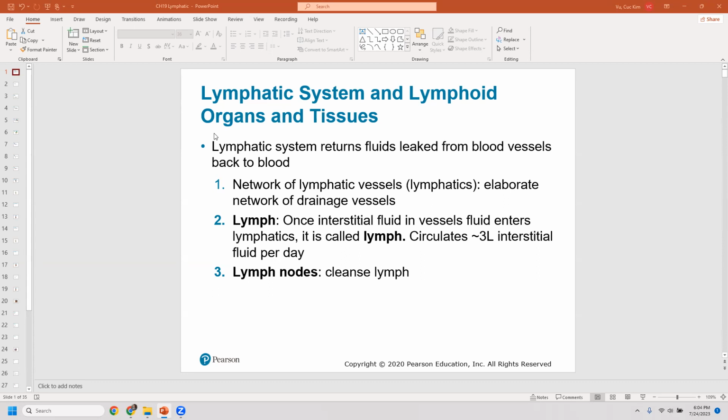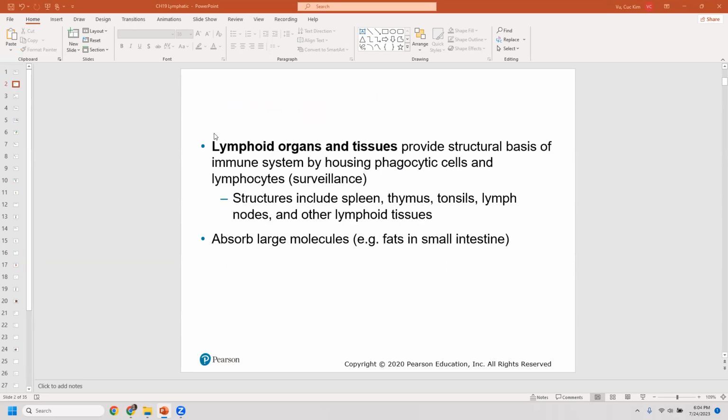It's going to absorb large molecules. Think of it as when we get into the digestive system, we're going to learn about how in your small intestine, there are blood vessels as well as lacteals. So the blood vessels are responsible for absorbing the majority of the nutrients except for fats, for lipids. And that's because your lacteals will be responsible for absorbing the fats. And your lacteals are an example of a lymph vessel, okay?